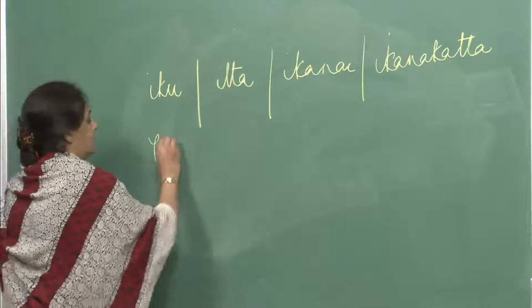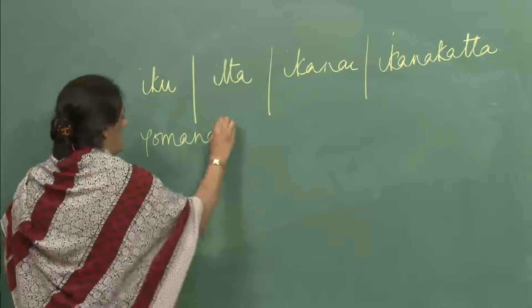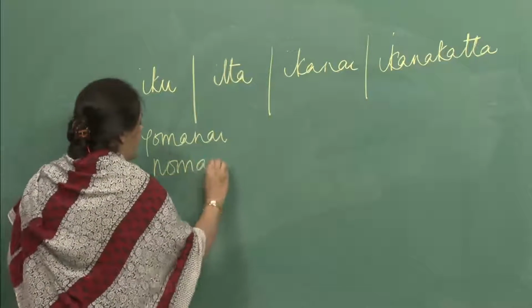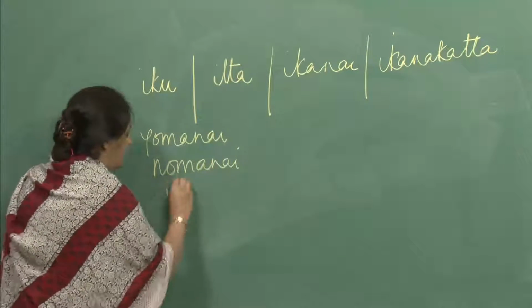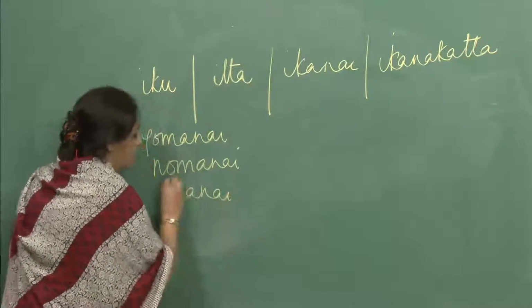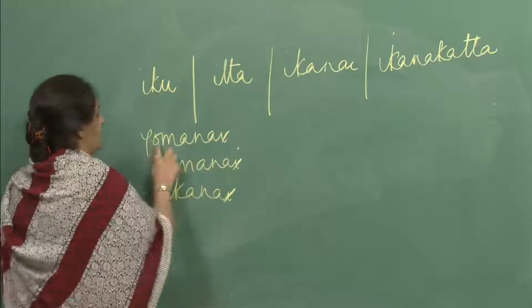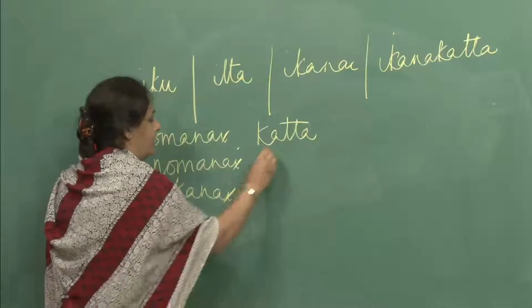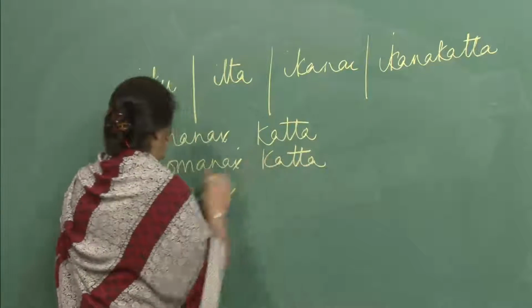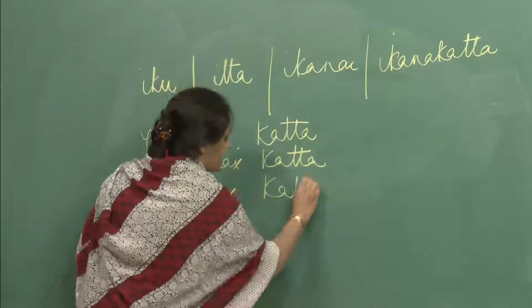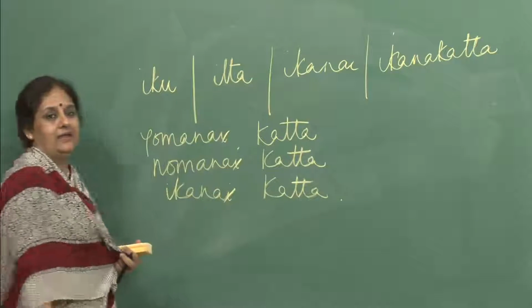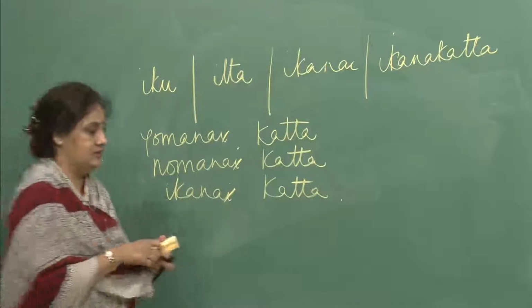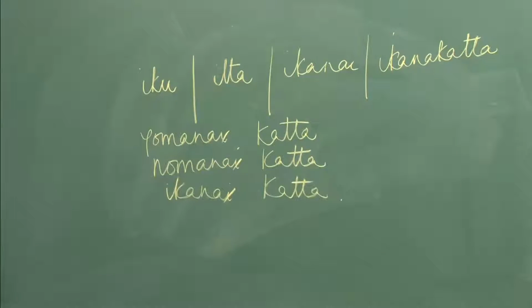Simple. Yomanai, nomanai, ikanai. Remove the I from here. Yomana katta, nomana katta, and ikana katta. That makes it past negative plain. So, it is very simple. It is not difficult at all. All you need to do is to get used to the sound. You can repeat after me now, and we will practice right here.